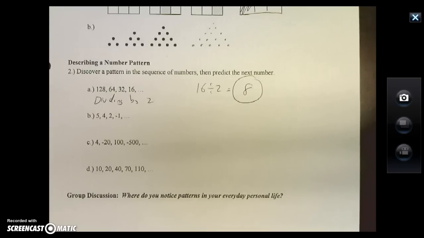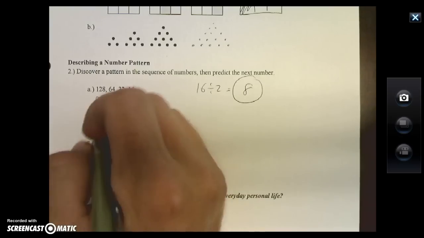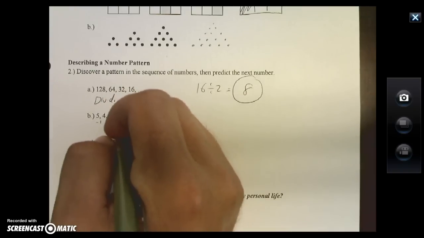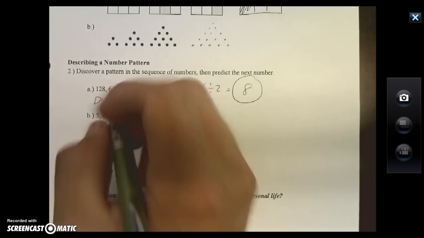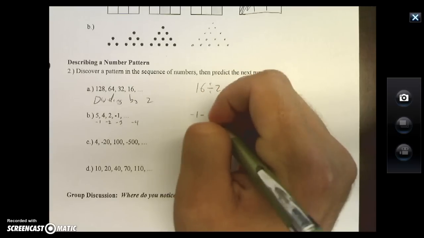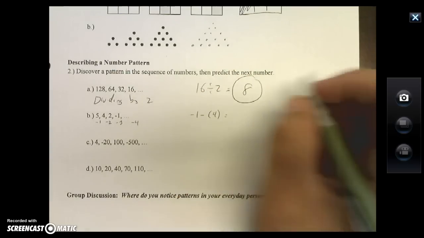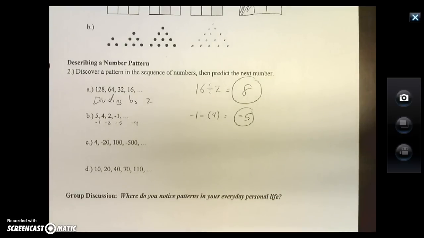Now, part B, we're going from 5 to 4 to 2 to negative 1. We're subtracting 1, subtracting 2, subtracting 3. In this pattern, you can see that it's a gradual change, a simple little change. The next one I'm going to subtract 4. So negative 1 minus 4 gives me negative 5. You'll notice it keeps going in that way.